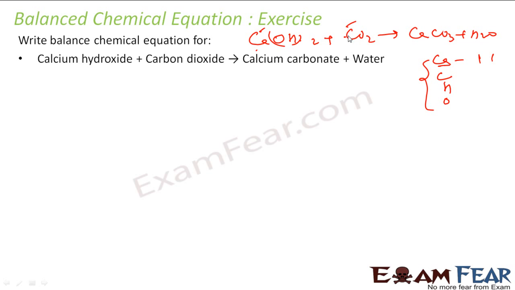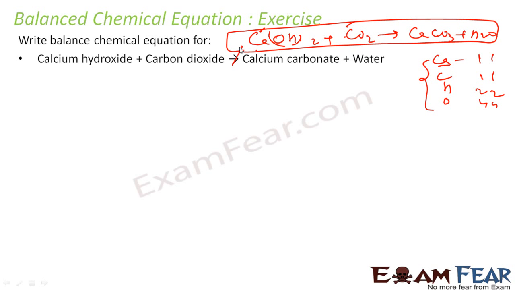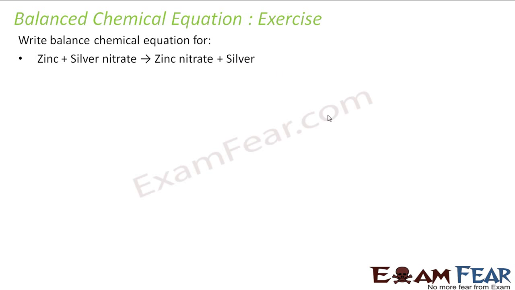So we'll see the calcium part. Calcium part is 1 here, 1 here, balanced. Carbon part 1 here, 1 here, balanced. Hydrogen part 2 here, 2 here, balanced. Oxygen part 2 here plus 2, 4 here, and here we have 3 plus 1, 4. So both are balanced. If you see that, this is a balanced equation itself. You don't need to balance. What equation you got is a balanced equation.